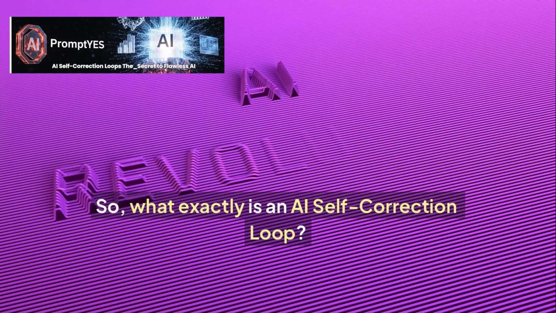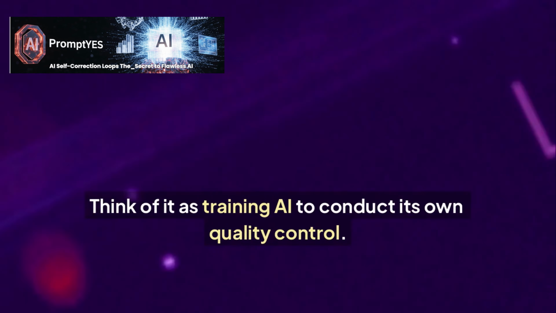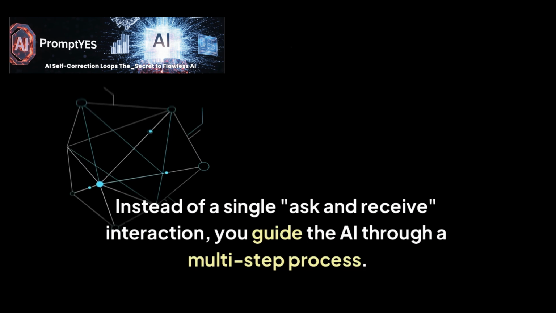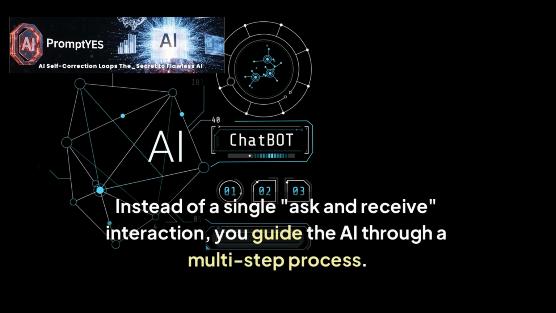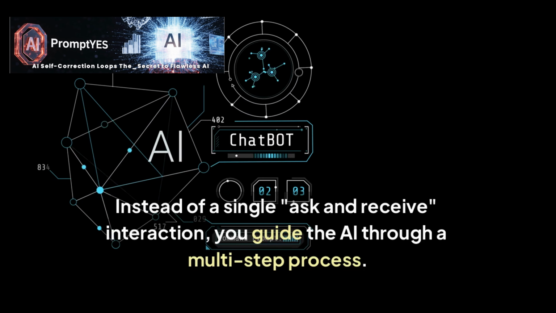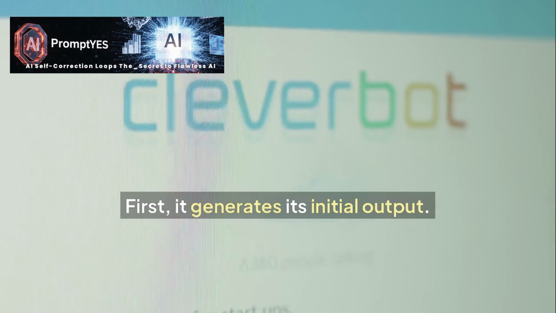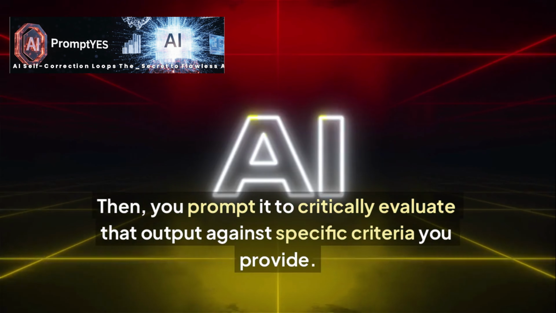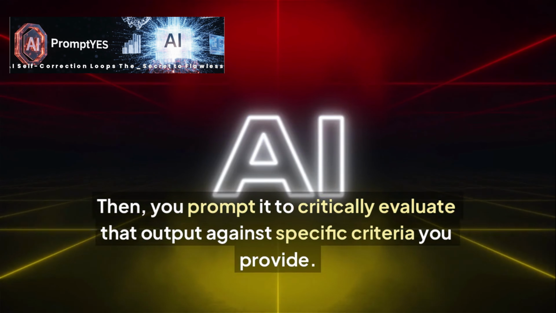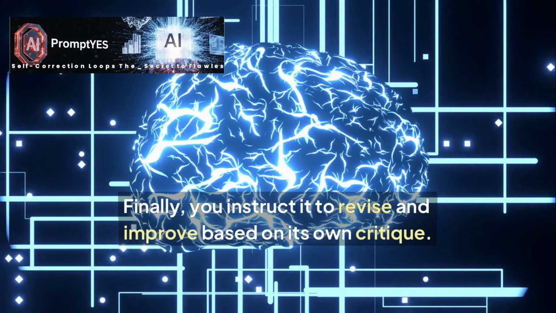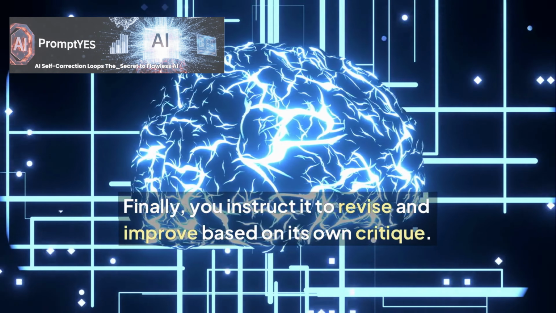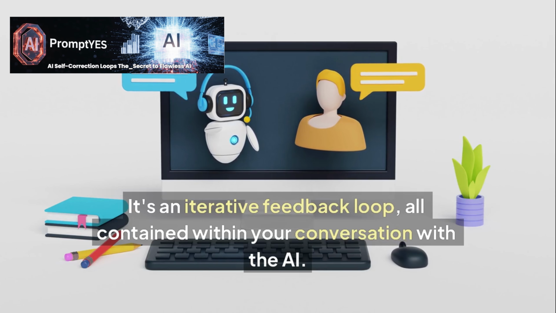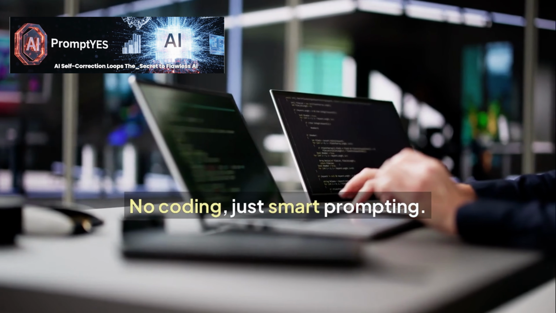So, what exactly is an AI self-correction loop? Think of it as training AI to conduct its own quality control. Instead of a single, ask and receive, interaction, you guide the AI through a multi-step process. First, it generates its initial output. Then, you prompt it to critically evaluate that output against specific criteria you provide. Finally, you instruct it to revise and improve based on its own critique. It's an iterative feedback loop, all contained within your conversation with the AI. No coding, just smart prompting.